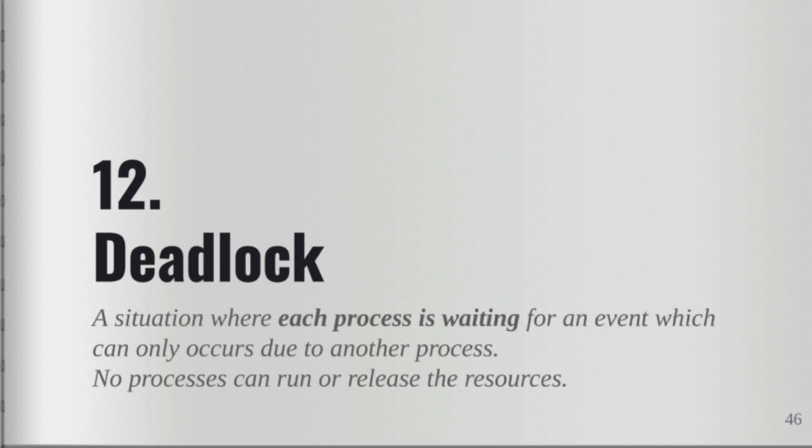A deadlock is a situation where each process is waiting for an event to occur, and that event can only occur due to another process. For instance, one particular process is waiting for a resource from another process, but that other process is using that resource during its execution. So that resource is not going to be released until the next process finishes its execution. This means that no process can run or release the resource.